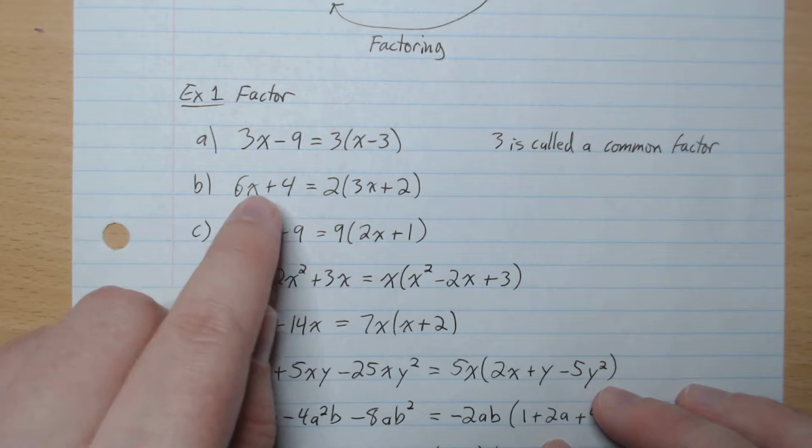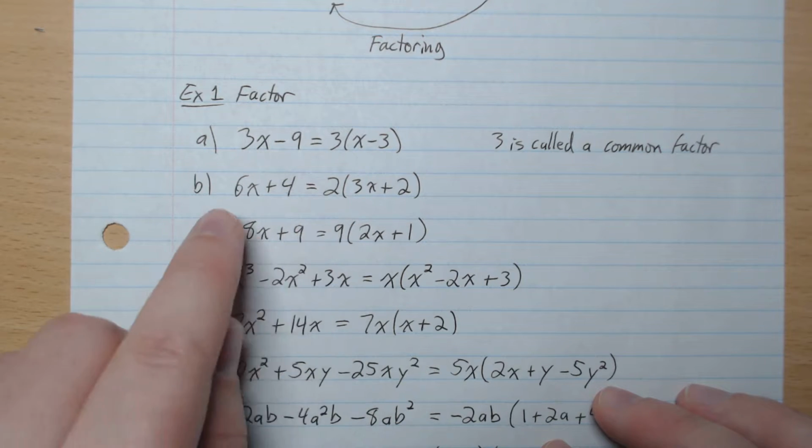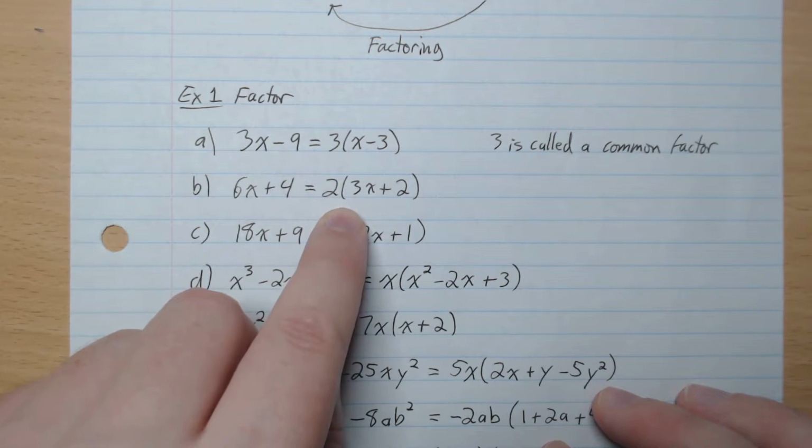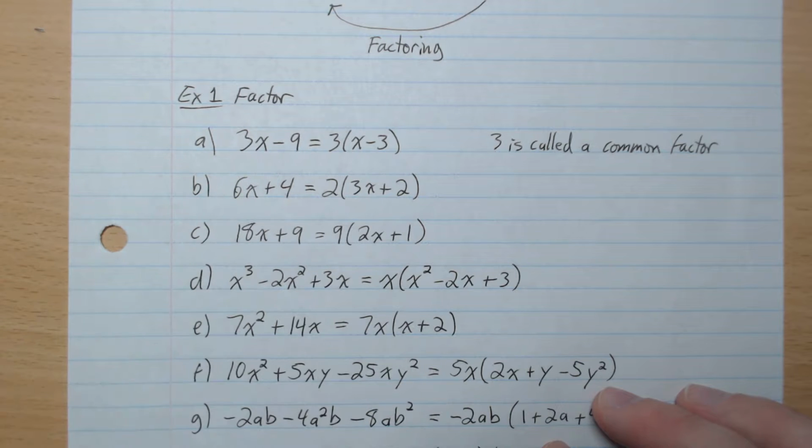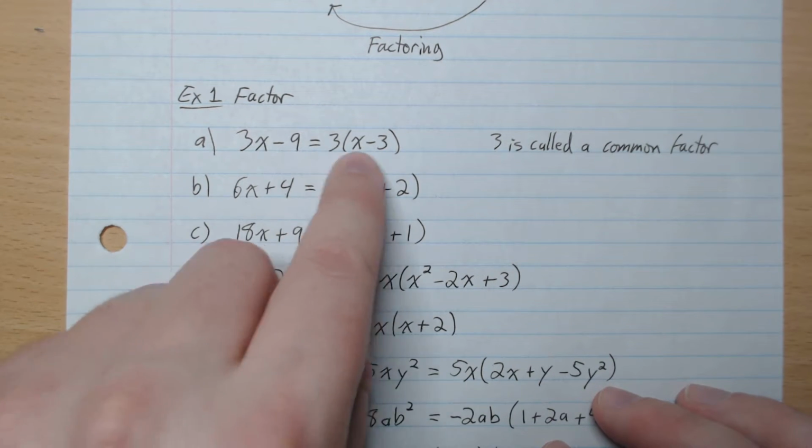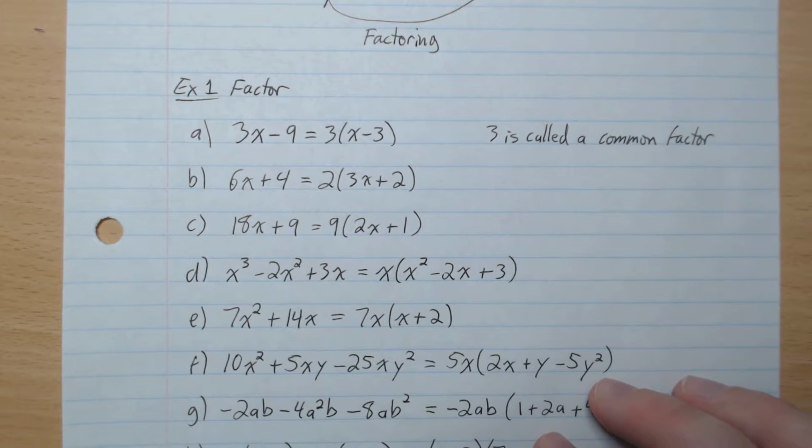Okay, B, 6 and 4, so 2 is in common. No letters in common, so we open bracket and say, okay, if we factor out 2, what's left? 3x for the first term. If we take out 2 for the second term, what's left? 2, like that. And we check it, 6x plus 4, like that.